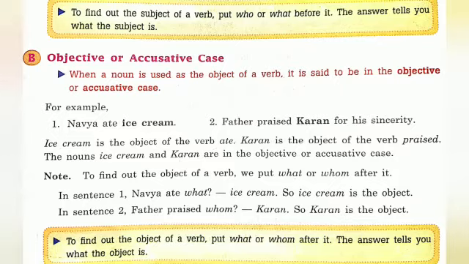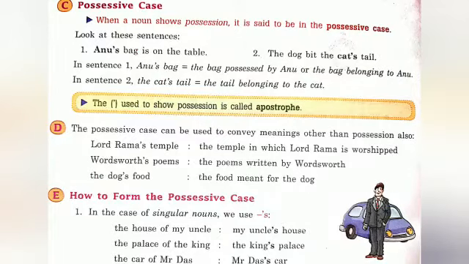Come on the page number 22. 22 means possessive case. When a noun shows possession, it is said to be in the possessive case. जब कोई noun possession को show करता है, अधिकार को show करता है, that is called possessive case. Look at these examples.